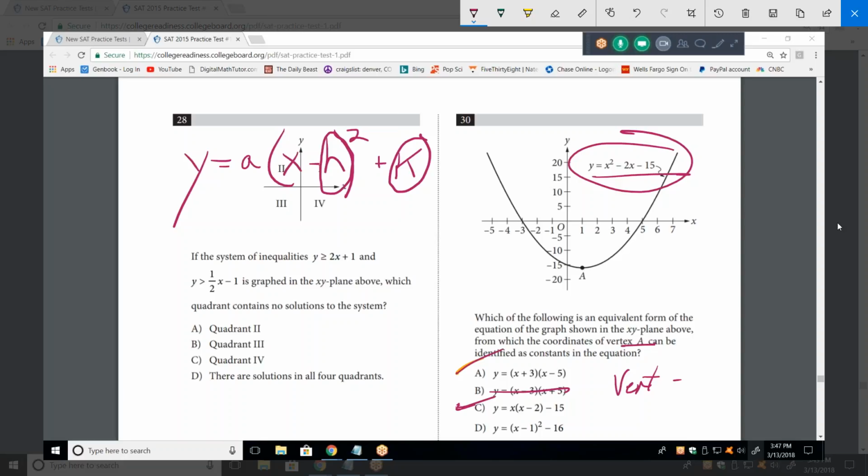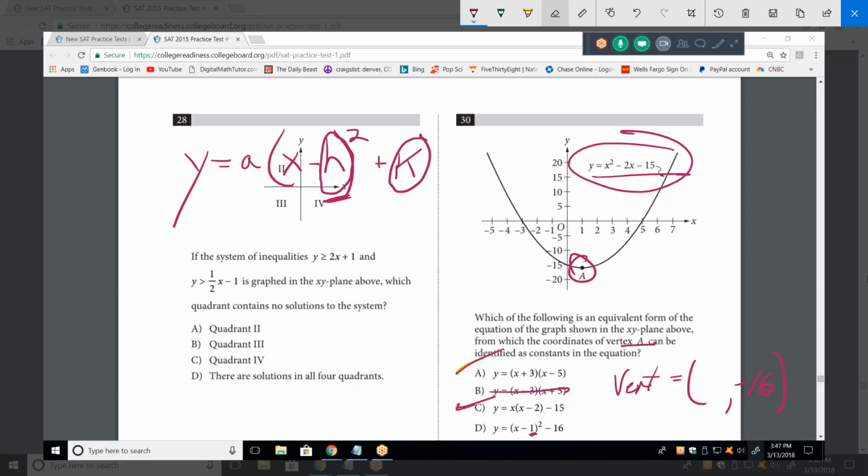Would that be negative 16? That's the y coordinate. What's the x coordinate? Remember, here's the vertex right there. That's got an x and a y coordinate on it. Negative 15? Oh, here's the x coordinate right there. In other words, the h is the x coordinate.